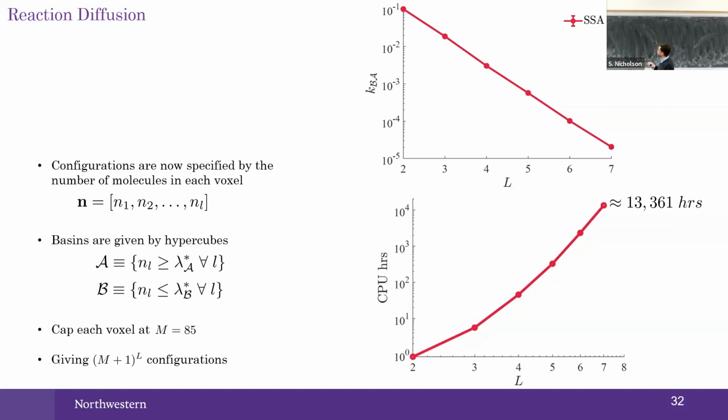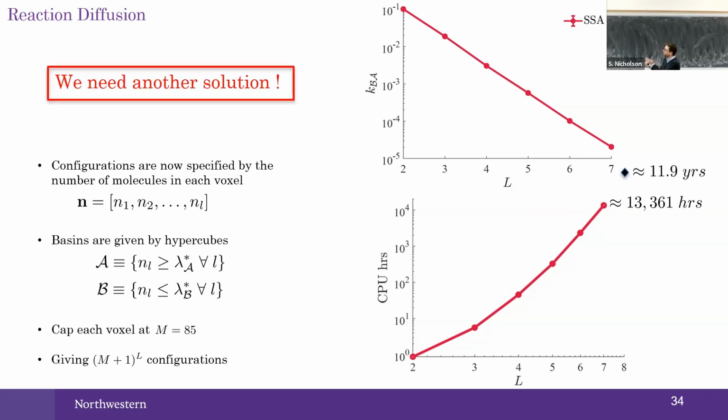But at L equal to 7, it took 13,000 hours to calculate this rate from A to B. So that's unpleasant. If we ask what would happen if we wanted to go one bigger, now we're at approximately 11.9 years to do this using Gillespie. Clearly we need another solution, right? This is not going to work.